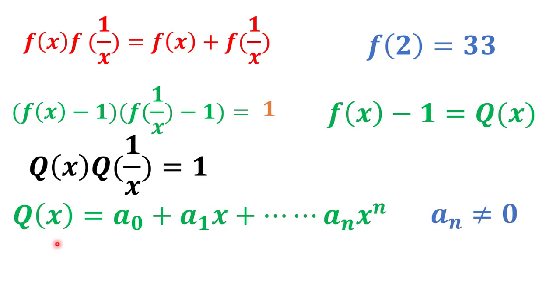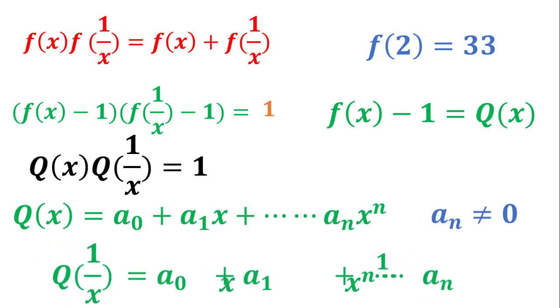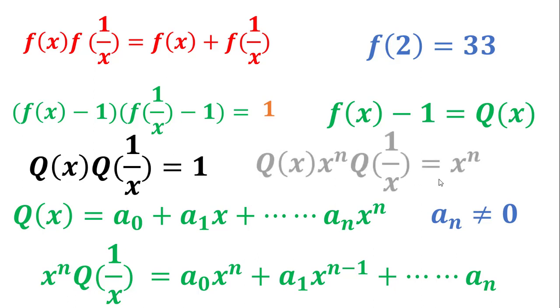If we replace x by 1 over x, we're going to get q of 1 over x equals a0 plus a1 times 1 over x up to an times 1 over x to the power n. We want to multiply both sides of this equation by x to the power n, so we're going to get this expression. If we multiply this equation by x to the power n, we can see q of x times x to the power n times q of 1 over x equals x to the power n.